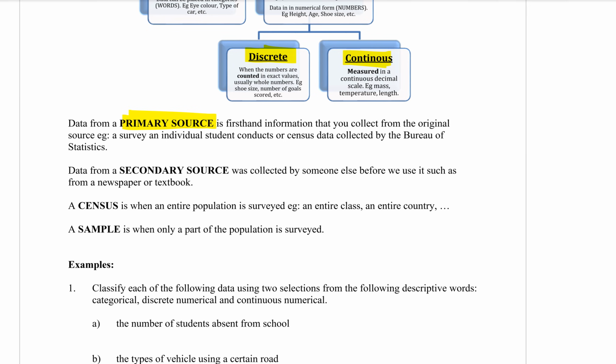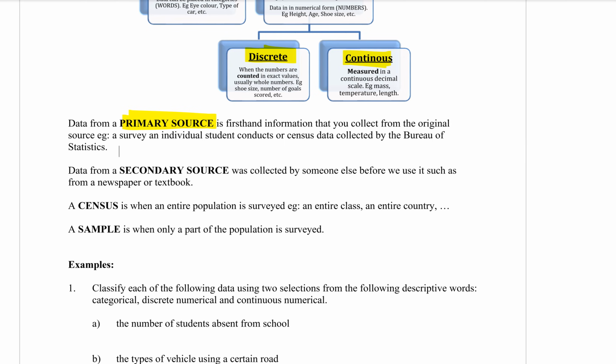A survey of an individual student, that would be, if I came and asked you something firsthand from you, I would be getting that as a primary source. The census, for the Bureau of Statistics, is a primary source for them. They are getting the information firsthand from your parents. You guys aren't old enough to do it yet, but that's when they survey everybody in the population and get information about you. So primary source.